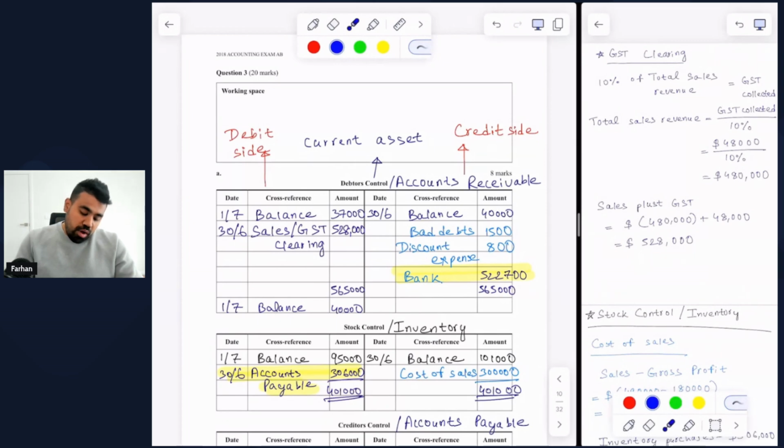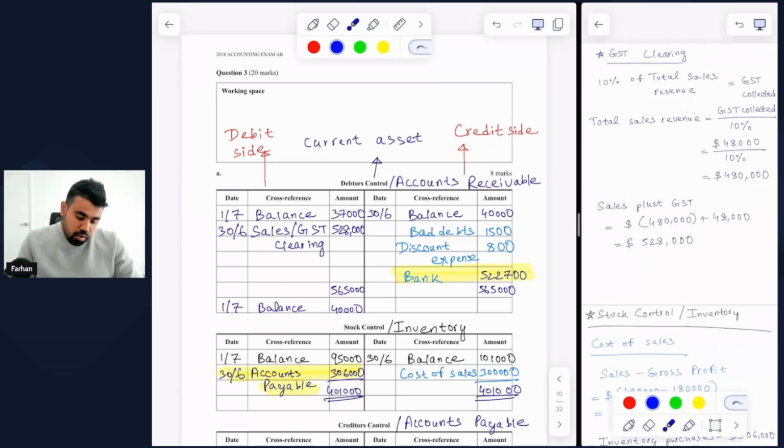First of all, we understand that debtors control refers to accounts receivable. So the accounts receivable are the credit customers of the business. These are the people who owe the business money. This means these people are the assets of the business. All assets by default should have an opening balance on the debit side. This means when assets increase, we debit them, and when assets decrease, we credit them. This also means that the closing balance of the assets should always be on the credit side of the ledger account.